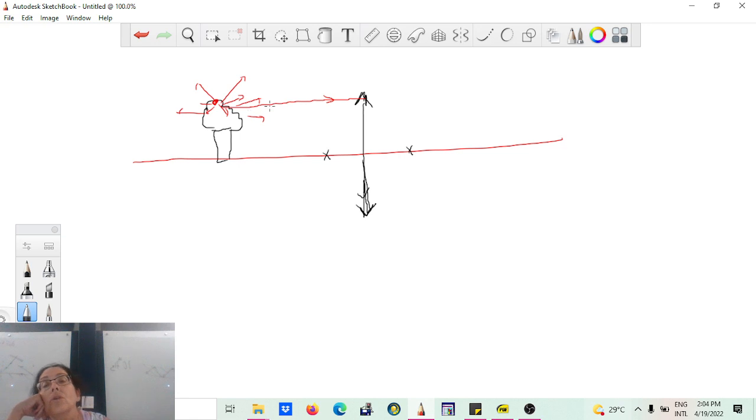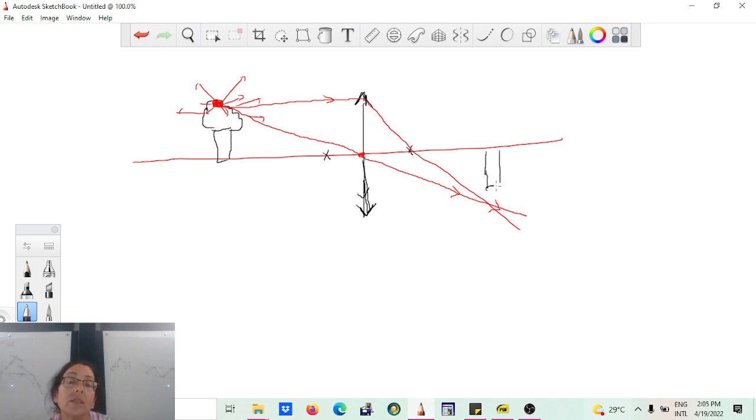Now, we use only two rays to get the image, but you have multiple rays. We know that the ray that is parallel will go through the focal point on the other side. It's called the ray diagram. And you know that the ray coming from that single point going through the center of the lens will not be refracted, so it goes in a straight line. So then you can draw the image of your tree here.